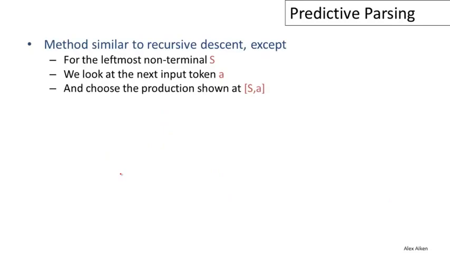In the rest of this video, I'm going to give the algorithm for parsing using a parsing table, and then in future videos, we'll explain how to construct a parsing table. So the method for parsing using a parsing table is similar to recursive descent, except that for the leftmost non-terminal S in the tree, we look at the next input token A. And then, as we just illustrated with the examples, we look up in the table the production to use at the entry S, comma A.